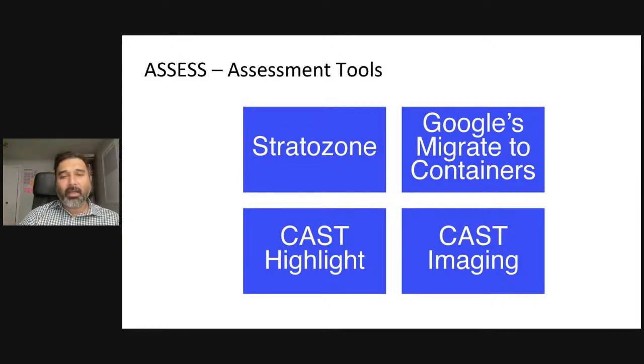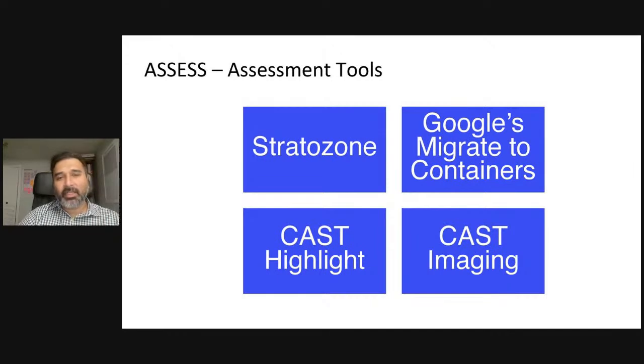Cast Highlight also does a software composition analysis where it looks at the details of your open source software, any security vulnerabilities, and groups them as well, right? And then finally, there's Cast Imaging, right? And Cast Imaging's tagline is, we are the Google Maps of your architecture, right?